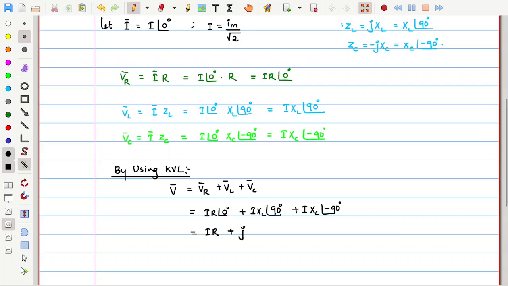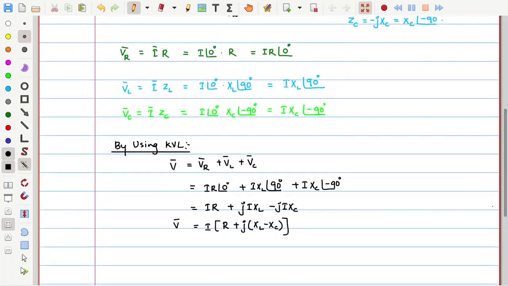IR at an angle 0 is equal to IR, plus j I XL. Why? Because angle 90 degrees is equivalent to j, as we had just seen. So, this is minus j I XC. Now, if we take the current common out of all these terms, it looks like I into R plus j, which is common for these two imaginary terms. So, if I take j common, I will get XL minus XC. This is what the total voltage V is.